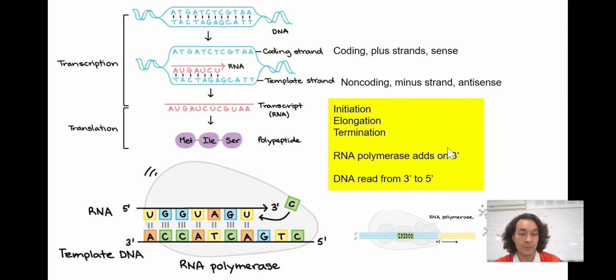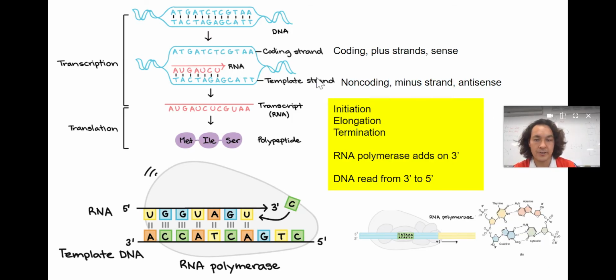Here's some more vocab for you. This is going over the coding strand and the template strand. The template strand is called the non-coding minus strand or the antisense strand, depending on what you're dealing with. It's the strand that is being read by RNA polymerase to make RNA. The coding strand matches the RNA. Look at that: ATG, ATC, TCG. Well, it matches. The only difference is that there's going to be a U instead of a T. And so the transcript will ultimately resemble the coding strand. The template strand is the one being read by RNA polymerase.